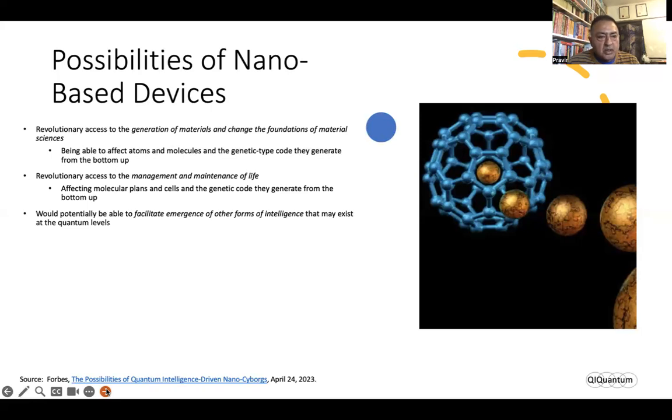I also want to suggest that these nano-based devices would potentially be able to facilitate the emergence of other forms of intelligence that may exist at the quantum levels. So if we were to create, say, a device that could interface with the organicness of the quantum level and perceive what's happening there differently, then we may be able to get another form of intelligence surfacing as well.